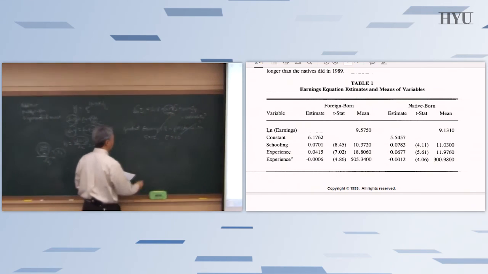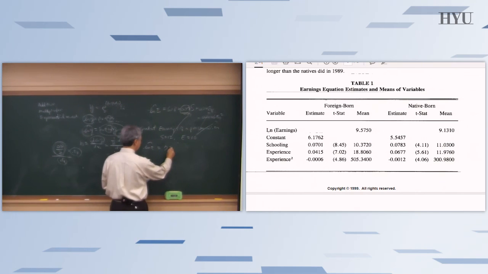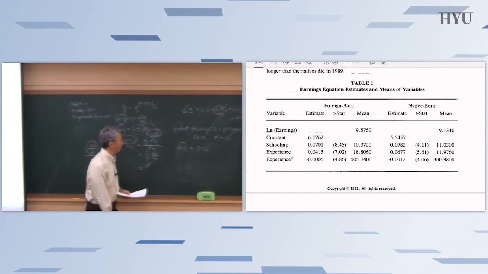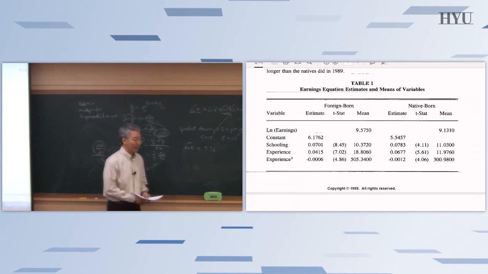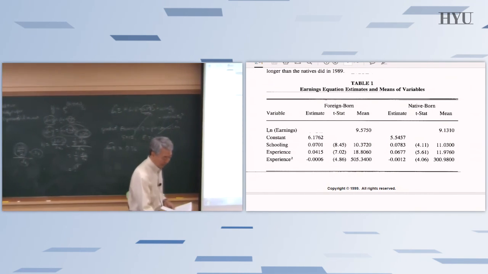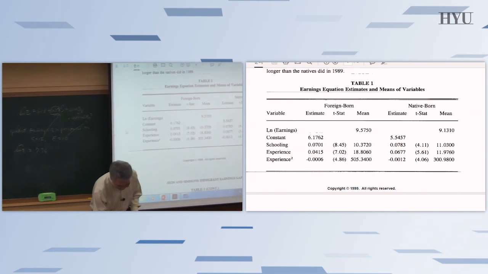And when you plug it in, it comes out to be 7.36, when you calculate that equation. Does that mean the person's earning would be what? $7.36?